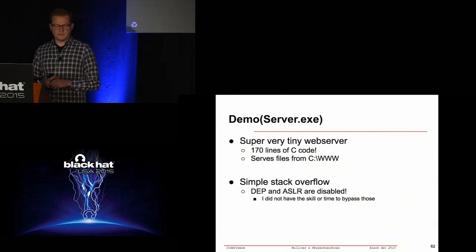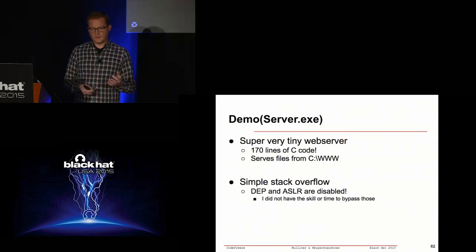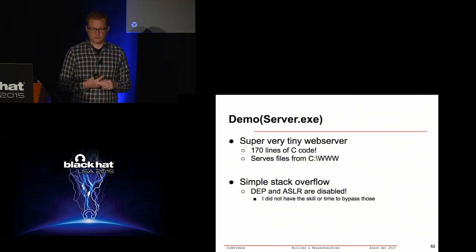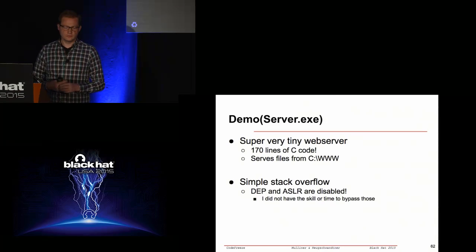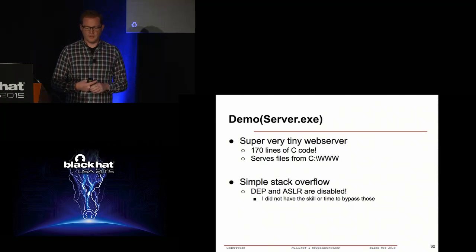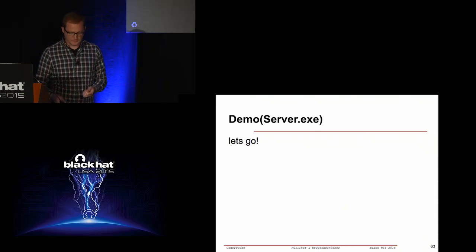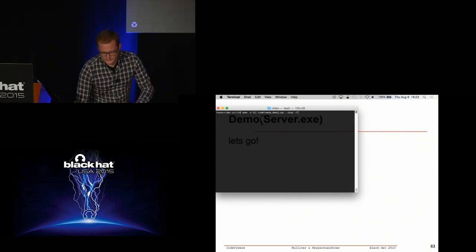So I wrote this very small demo server just to show what happens before and during exploitation of an application that is protected by CodeFreeze. Since I'm not a super duper exploit writer for Windows, I wrote a very simple program and turned off DEP and ASLR, which doesn't have any effect on our CodeFreeze system, but just saves me a lot of hours to create a demonstration for you guys.